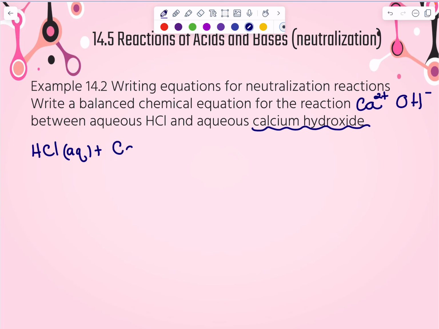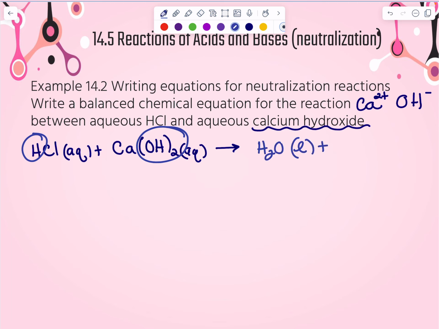So the formula for calcium hydroxide is Ca(OH)2. And what will react? Well, the positive of one reacts with the negative of the other. So that's HOH or H2O. And then remember, the positive of one matches up with the negative of the other. But that's going to be calcium 2 plus and 1 minus chloride. So CaCl2, remember we have to crisscross the charges. And that's going to be aqueous also.